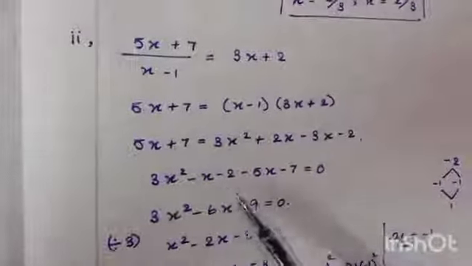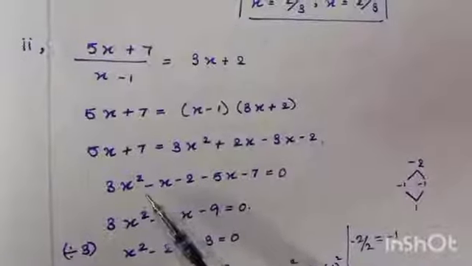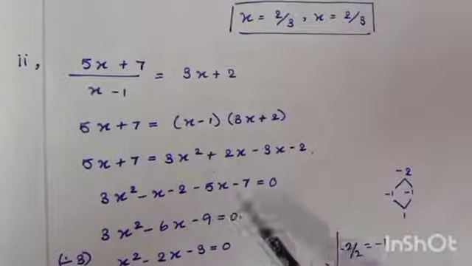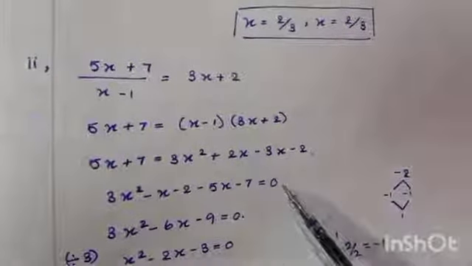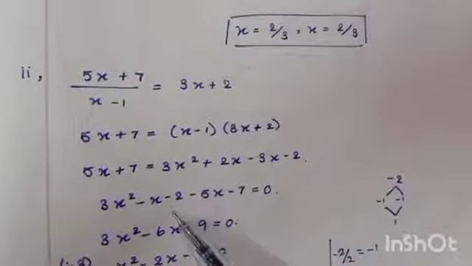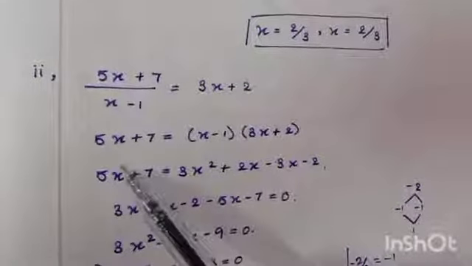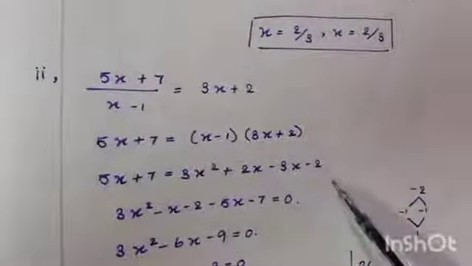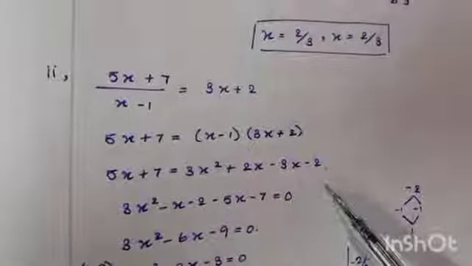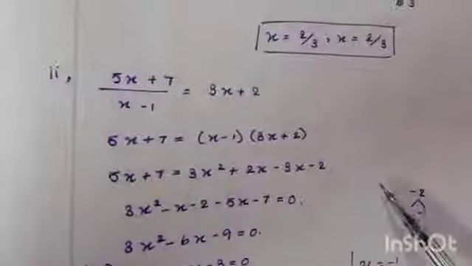Now transpose everything to the left hand side and write in standard form: 3x² - x - 2 - 5x - 7 = 0. For transposing, you can move 5x + 7 to the right hand side or the left hand side, that's your wish. For this problem, 5x + 7 is transposed to the right hand side.